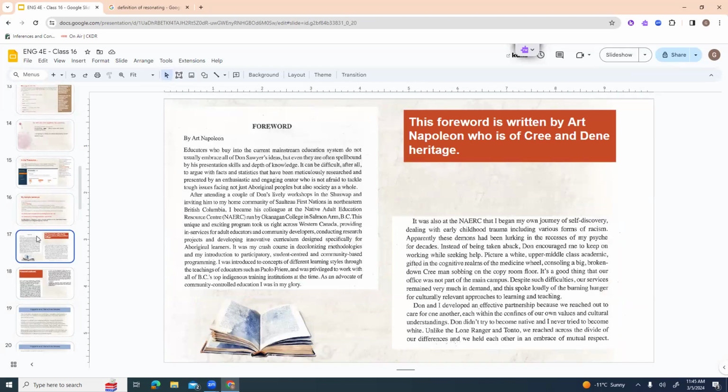Okay, so if you have your novel, take a quick minute and grab it. This is the foreword, which I wanted to discuss really quickly with you guys. The foreword is written by a man named Art Napoleon. He is of Cree and Dene heritage. And here is what it says.